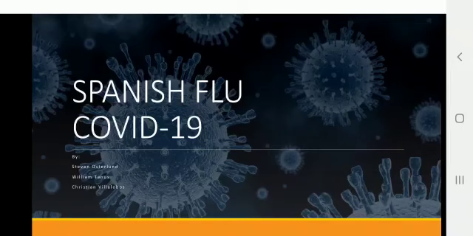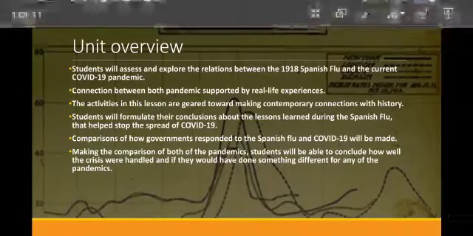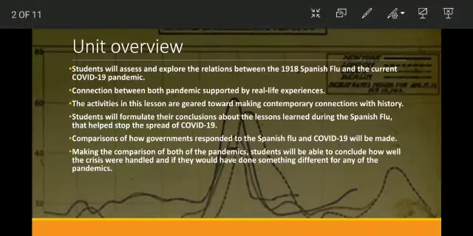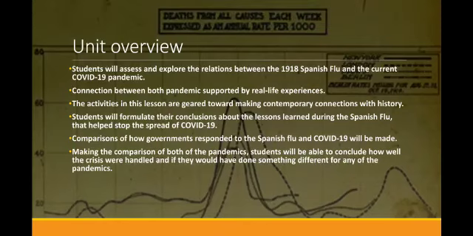Unit plan on the Spanish flu. Just like every other history class, the goal of our unit plan is to have students achieve a greater understanding of how the choices of the past and present can have severe and long-lasting consequences. In order to achieve this goal, students will critically compare and contrast the public health response to the 1918 Spanish flu with the COVID-19 pandemic.